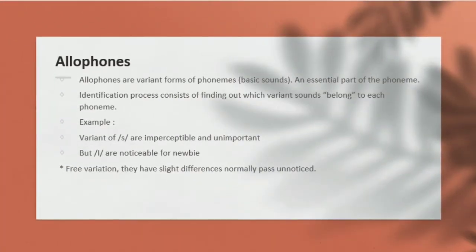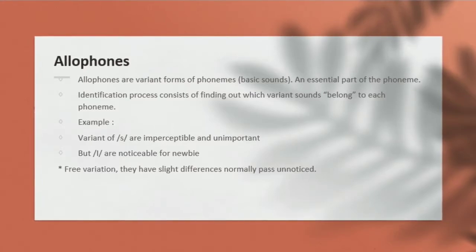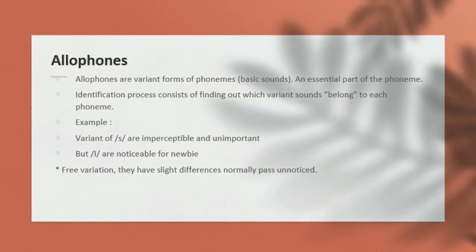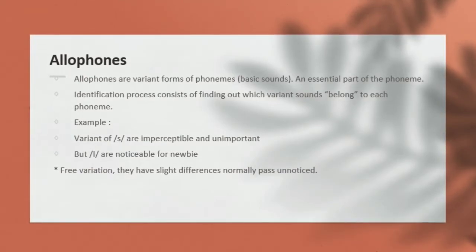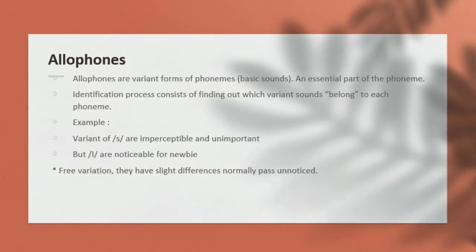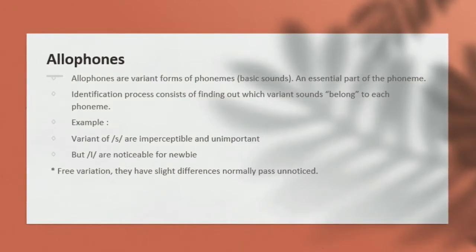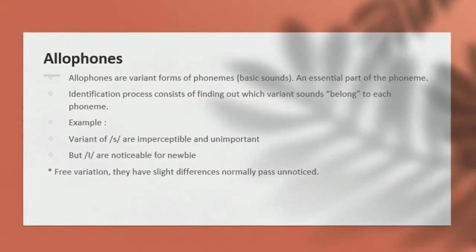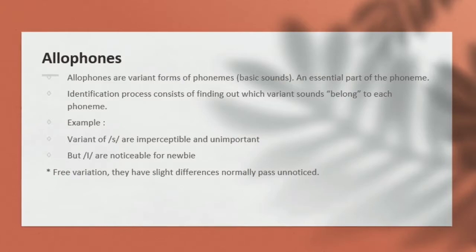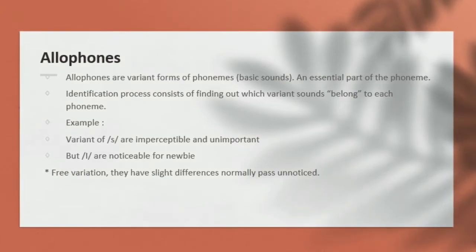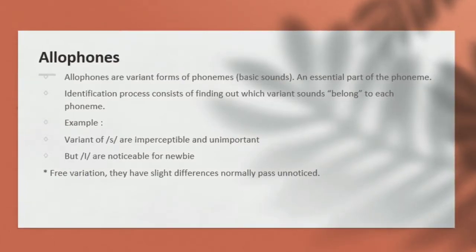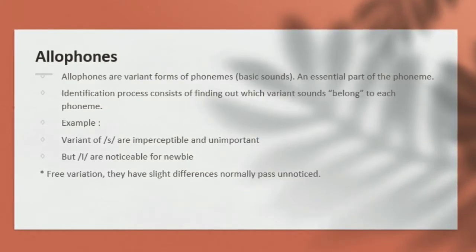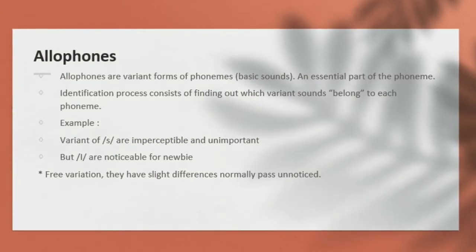Now we're moving into allophones. Allophones are variants of phonemes or basic sounds. Anyone who learns to speak a language needs to be aware of this variation. The amount of variation differs from phoneme to phoneme. For example, the very slight alterations in the pronunciation of English S are mostly imperceptible and unimportant, whereas the variants of English L are most noticeable even to the untrained ear.